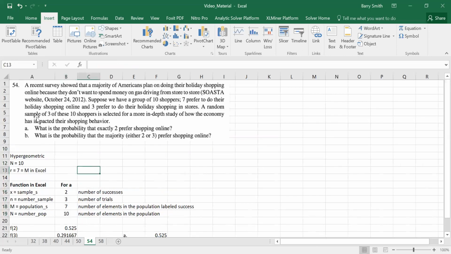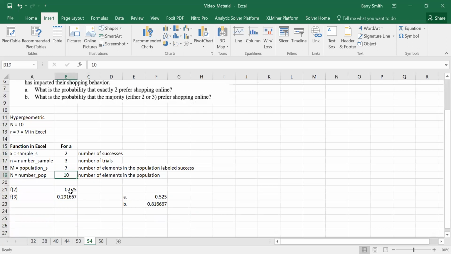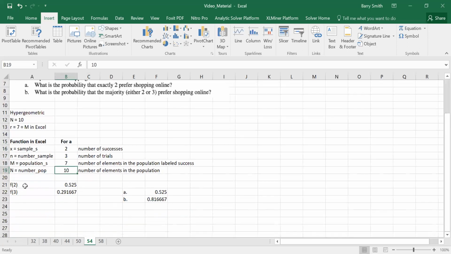Okay. So for part A, what is the probability that exactly 2 prefer shopping online? Well, that's 2 successes. So that's going to be 2. Number of trials, well, we pulled 3, a sample of 3. So that's 3. Number of elements labeled as success, that was 7. And 10 is our population. All right, so for the hypergeometric, what we want to find, in this case, is f of 2. And so it's going to be just like the others. We just plug in everything we know.